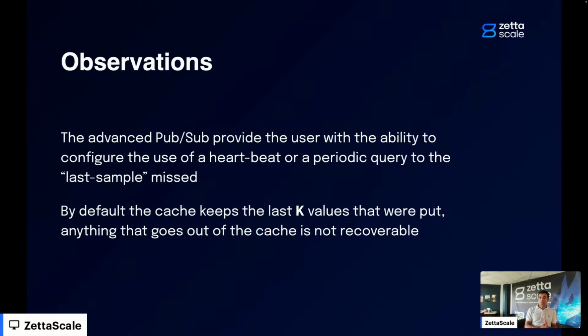So the advanced PubSub provides you with the ability to configure heartbeat or a periodic query for the last sample missed. You should use ideally heartbeat, but it depends on whether you have more publishers than subscribers and so on and so forth. And by default, this cache keeps the last key values that were put. And again, anything that is out of this will be out of history. Why is there this limit on key values? Again, because we don't want to block, we cannot afford an infinite amount of memory. If you want to have a blocking behavior, that could be configurable.